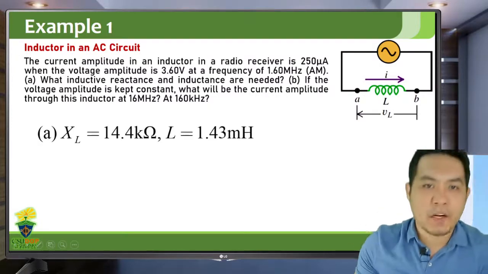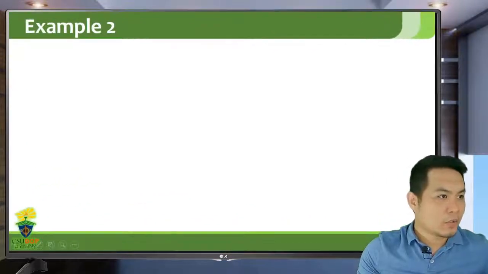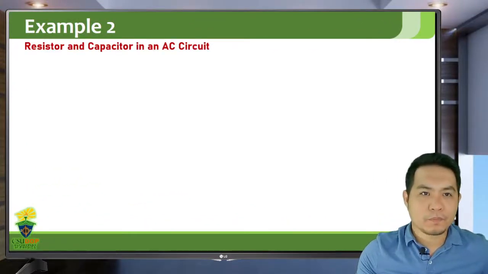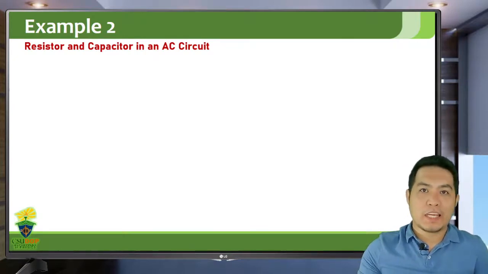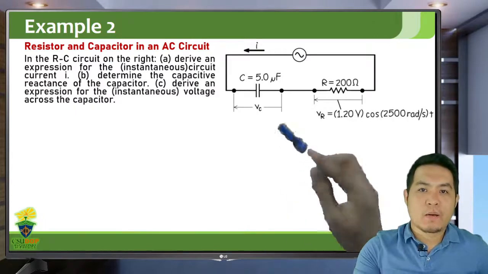So here's a summary of our results for this problem. So let's now go to the second problem. We have here a resistor and a capacitor in an AC circuit. So this is our AC circuit.